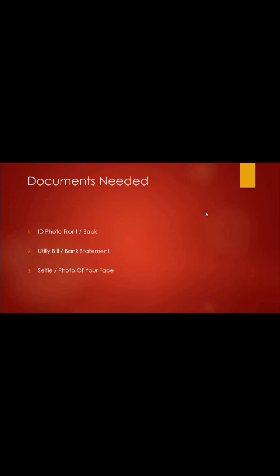Now, depending on the platform, they might require other stuff as well, other documents that you need to provide to them. But these are the main things, and you should prepare this ahead before actually going into this.